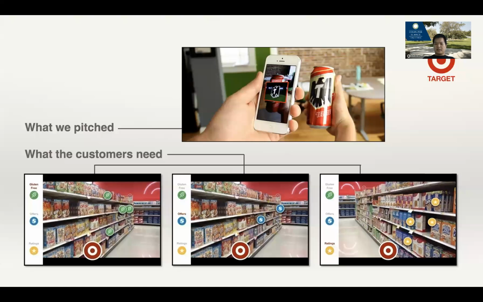So at this time, they said, can you take a picture of the whole aisle and then be able to recognize the ones with, for example, gluten-free? Or some customers are just looking for something that's on sale. Or they're just looking for things that have very good reviews. So you click on these filters.